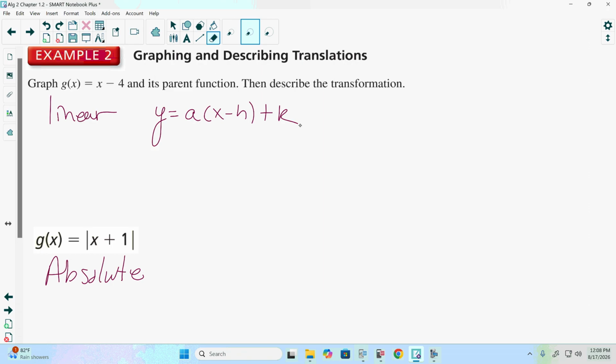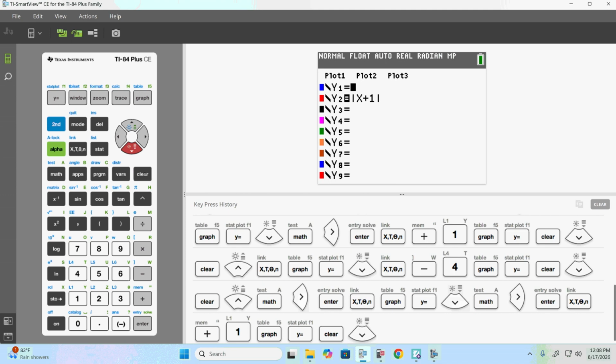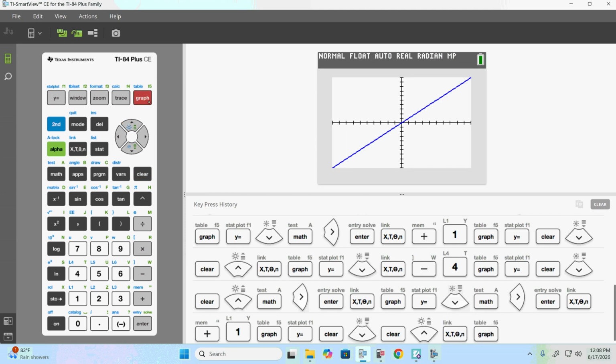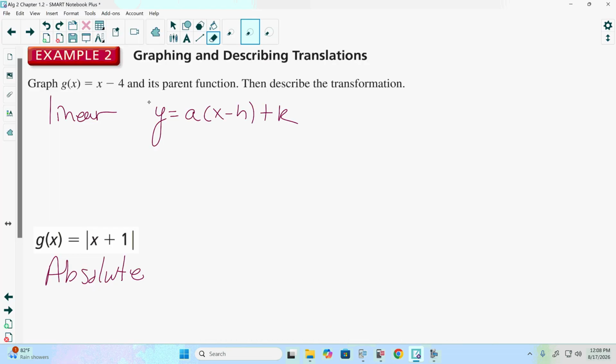General form, y equals a times x minus h plus k. Linear equation. If I wanted to graph it, I can grab the graphing calculator. We will go over this. I will teach you how to graph and do things like this. Here, equation of a line. Now, as we look at the general form, is there a value in place of h? Do we have parentheses in that equation at all? No, so there is no h. So it's telling me there is no movement to the left or to the right.